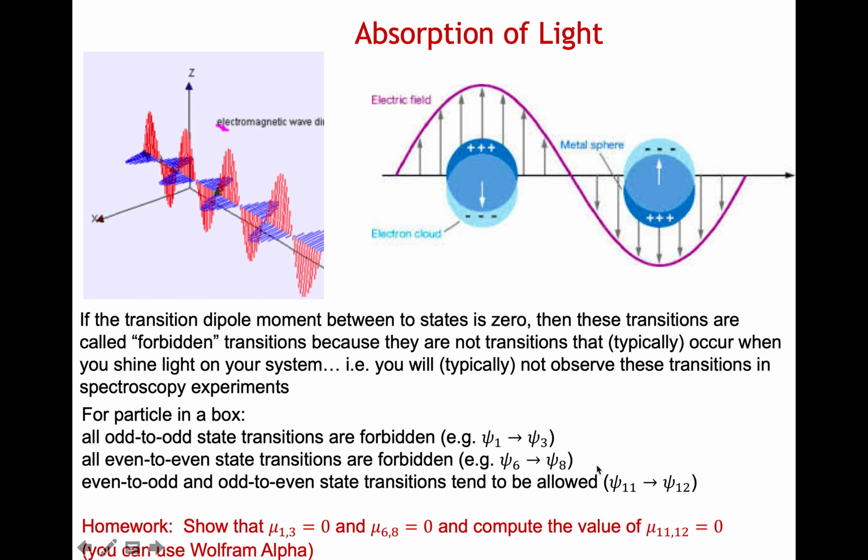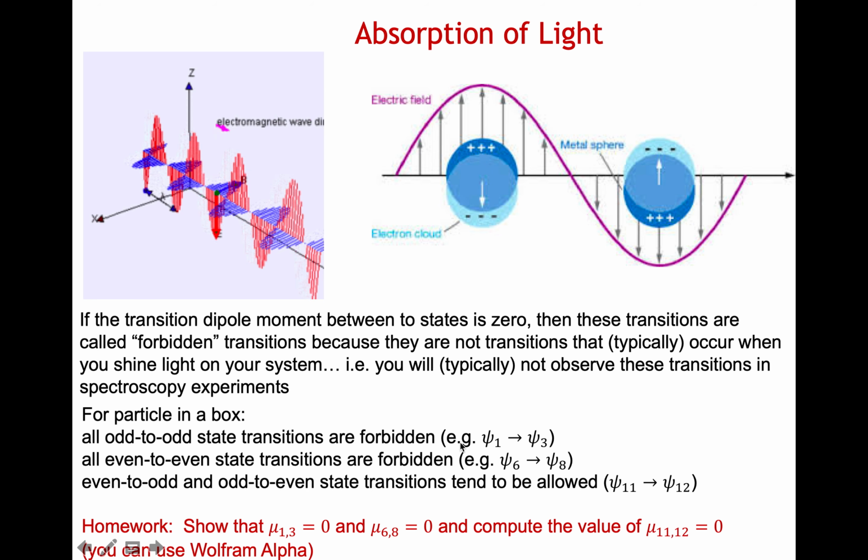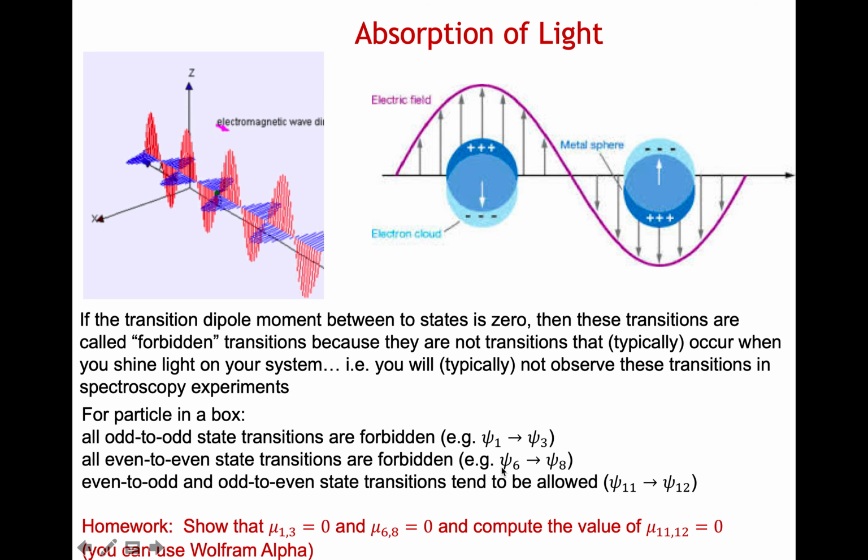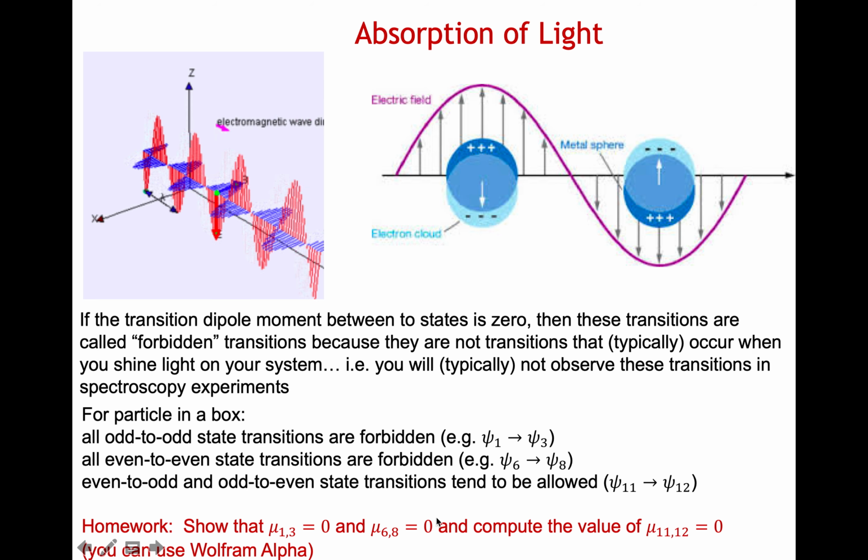You'll find that that's 0, so that means that light cannot excite a transition between particle in a box state 1 and particle in a box state 3. You can try it with psi 6 and psi 8 and find that it's 0.